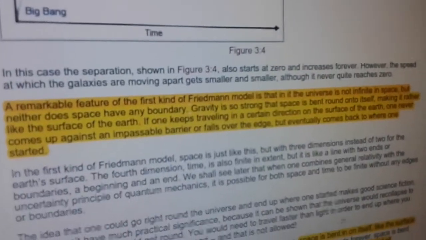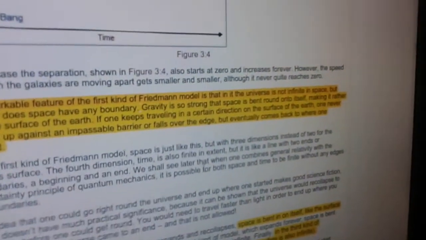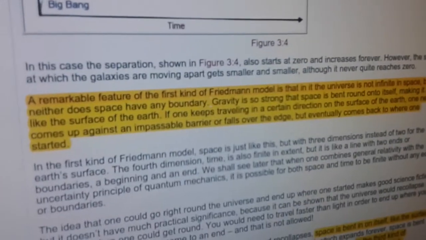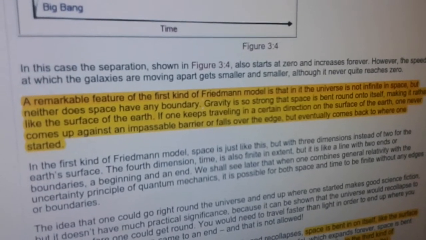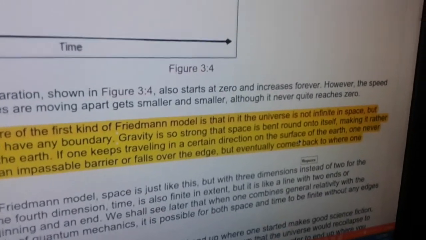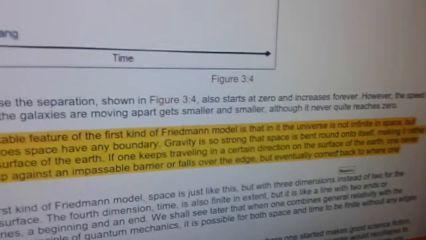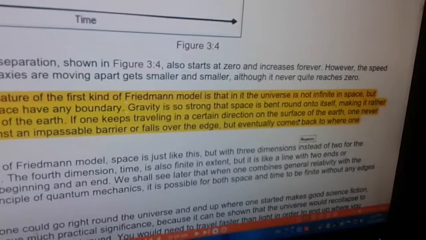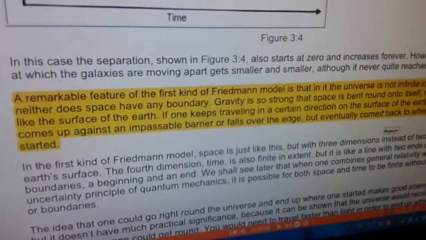So think about this. This is what you should think about. This is the connection as I see it. Making it rather like the surface of the earth. So this is what he says. Let me magnify a bit. If one keeps traveling in a certain direction on the surface of the earth, one never comes up against an impassable barrier or falls over the edge, but eventually comes back to where one started.